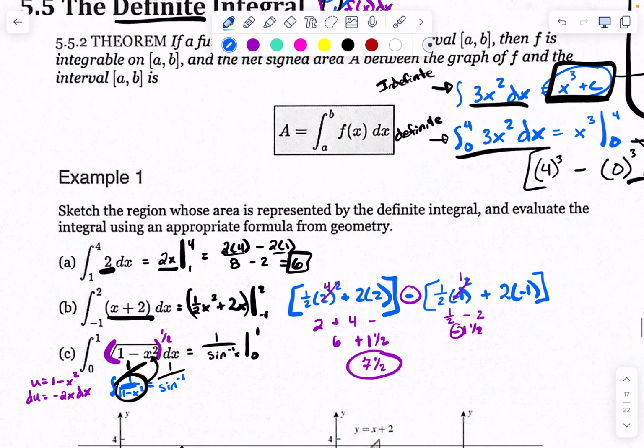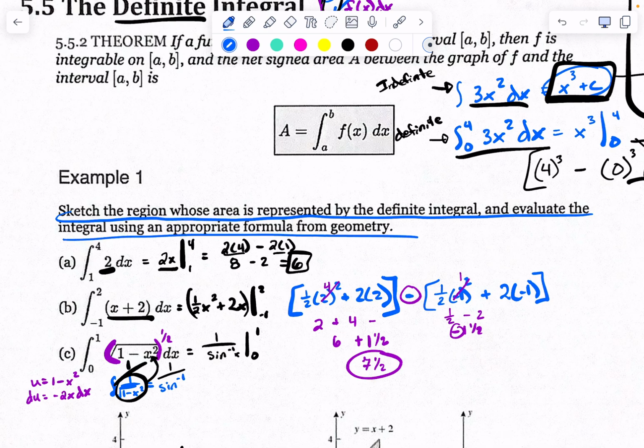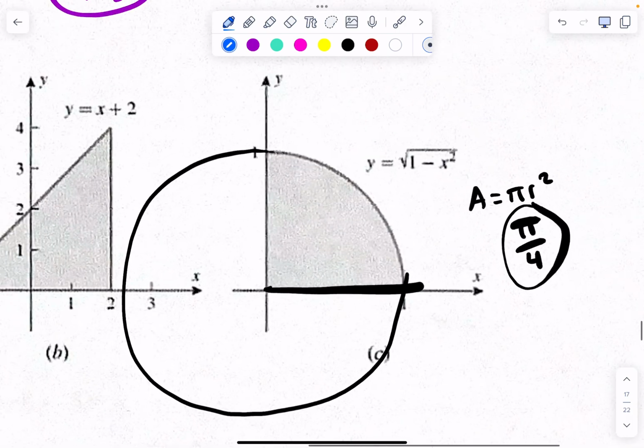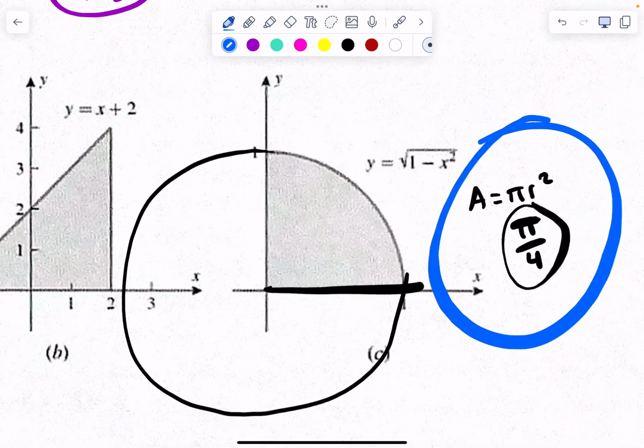Example 1. The problem is you can't just do the straight antiderivative. They just say, sketch the region whose area is represented by the definite integral and evaluate the integral using geometry. I don't like geometry. So they did it the way that we did it, like right here. They said it's a quarter of a circle when you sketch it, which means the area is going to be pi over 4.